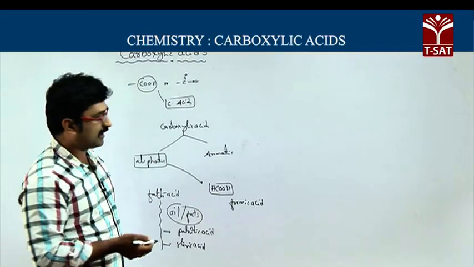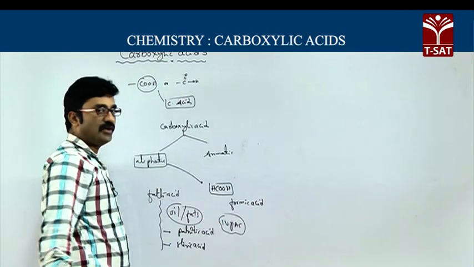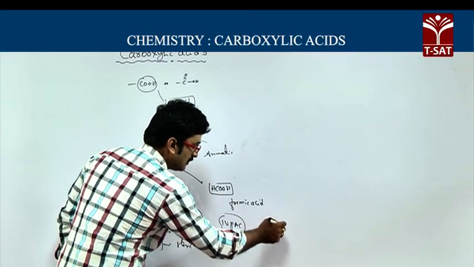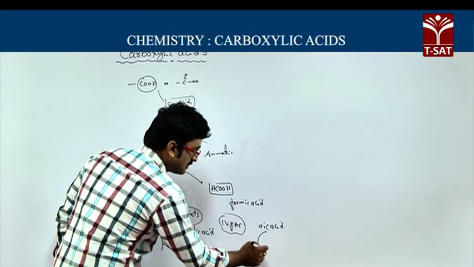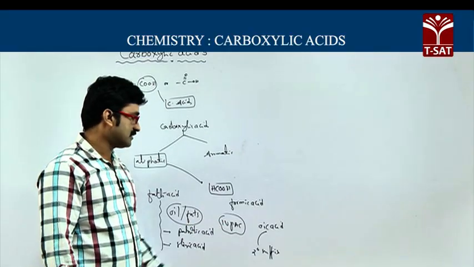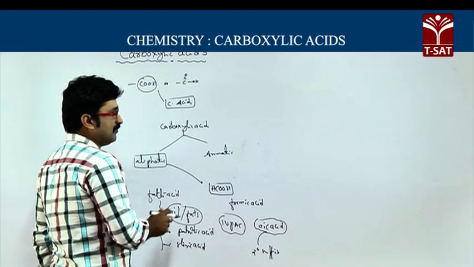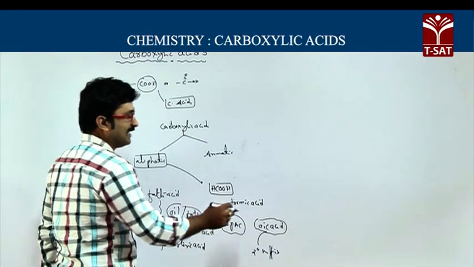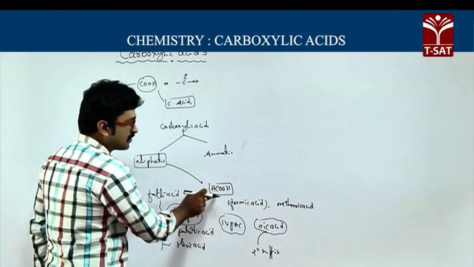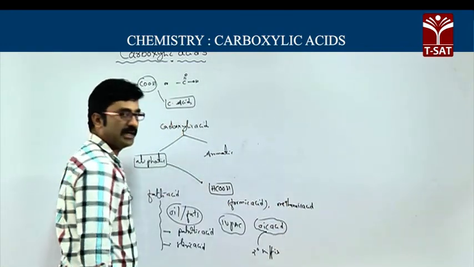And when we come to the IUPAC names, in IUPAC the carboxylic acids are called oic acids. This oic acid is the secondary suffix of carboxylic acids. Therefore, the IUPAC name of HCOOH, or formic acid, is methanoic acid, because it contains only one carbon: methane, oic acid, methanoic acid.